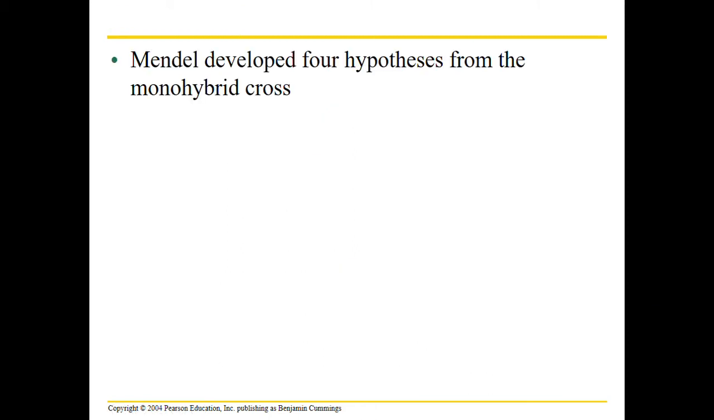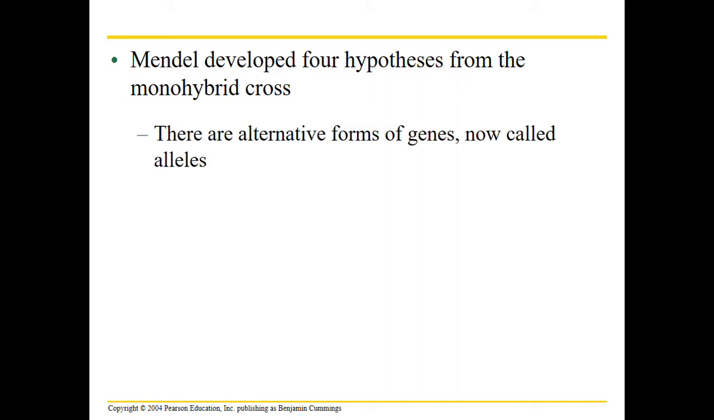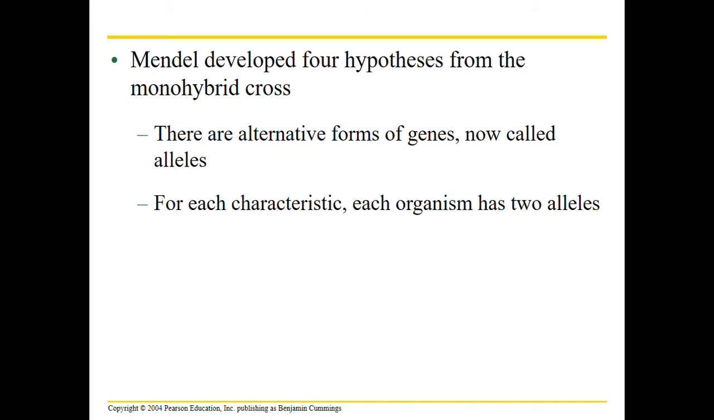The 4 hypotheses that he formed all work hand in hand, so we don't have to say that just one is true. He hypothesized that there are alternate forms of genes called alleles. They came in different forms, like there's an allele for purple, there's an allele for white, and for each characteristic, each organism has 2 alleles.